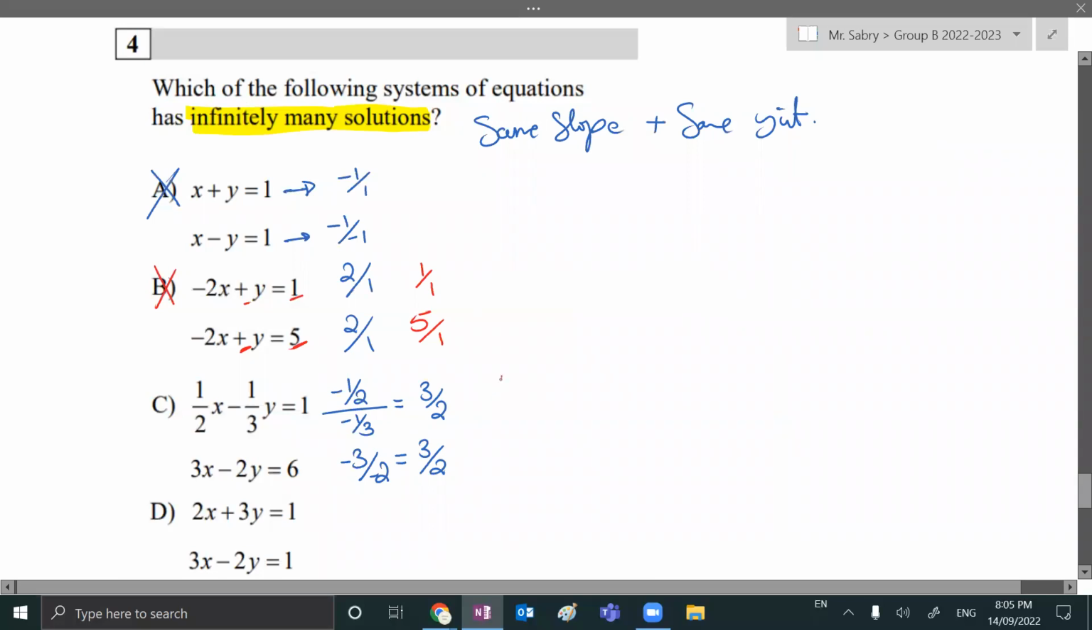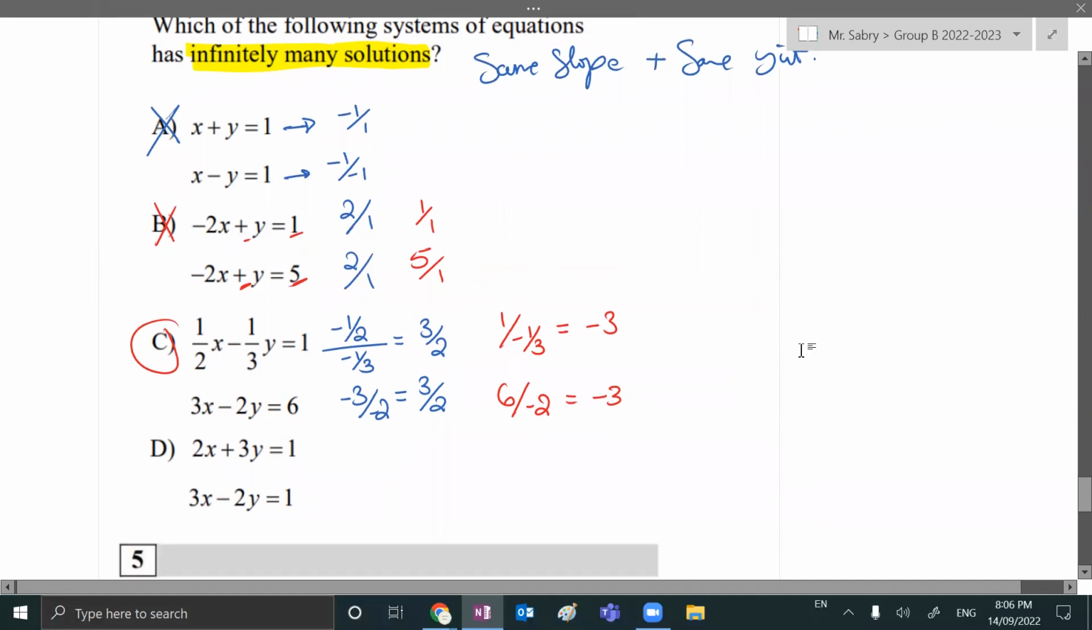So the y-intercept here is 1/-1/3, and the y-intercept here is 6/-2. This one will result in -3, and this one will also result in -3. So they now have the same slope and the same y-intercept, which means they must be the correct answer.